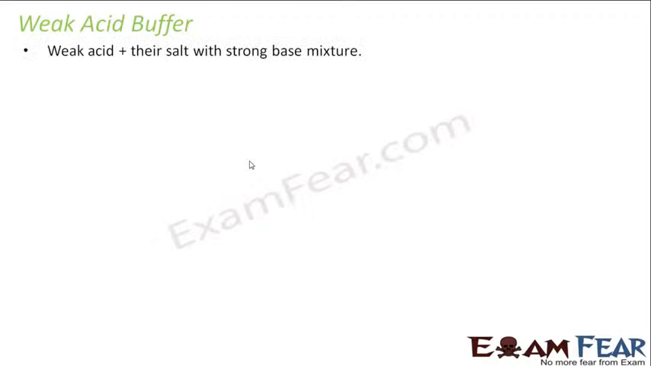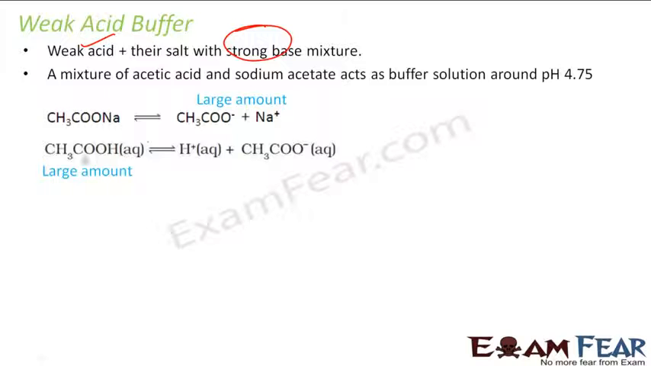For weak acid buffers, we have to do something different. What we do here is take a weak acid and its salt with a strong base. I'll tell you how. For example, acetic acid is a weak acid, right? And I take sodium acetate, the salt of a strong base. It has a pH of 4.75. It's constant, and I'll tell you how. In this case, acetic acid hardly dissociates, so most of it will be acetic acid, and only a very small amount of H plus and CH3COO minus ions will be there. Similarly, CH3COONa will dissociate almost completely, so a large amount of CH3COO minus and Na plus will be there.